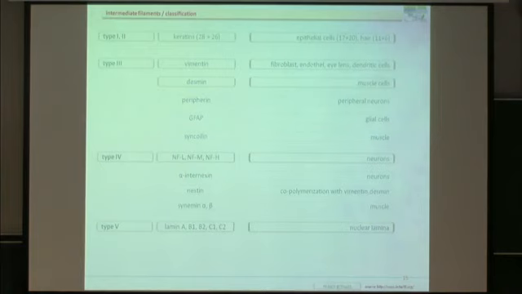Nuclear lamin. Okay. Type 6 are special proteins just found in the eyes. The keratins are the biggest group, and that's what we will deal with now.